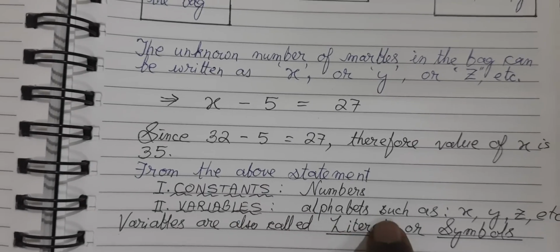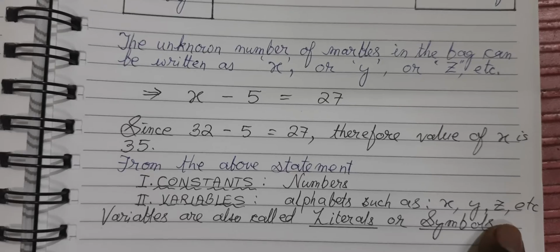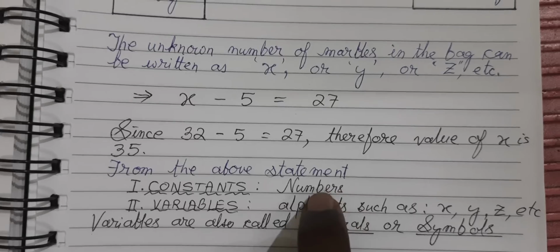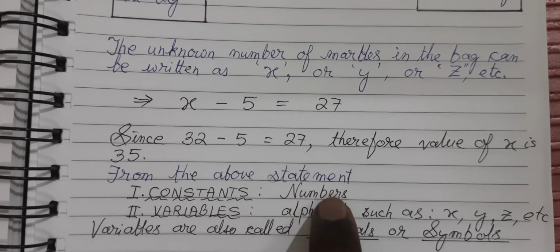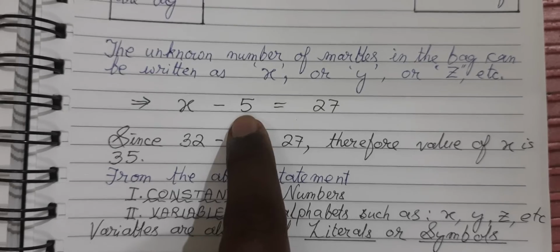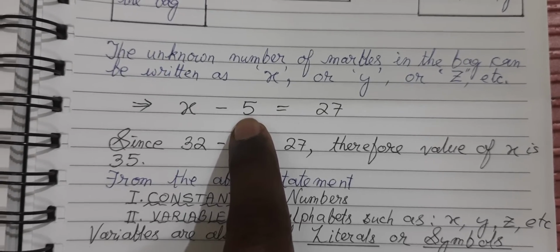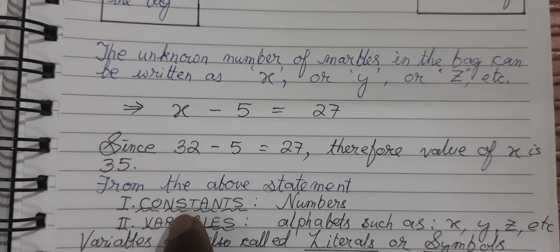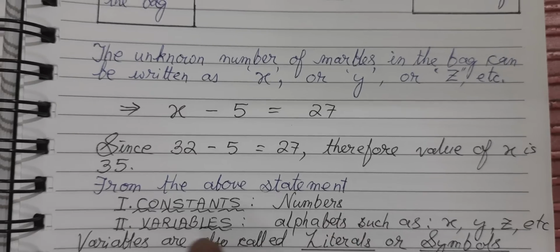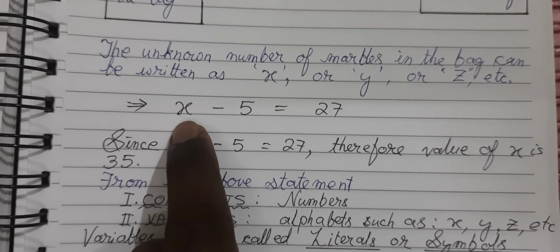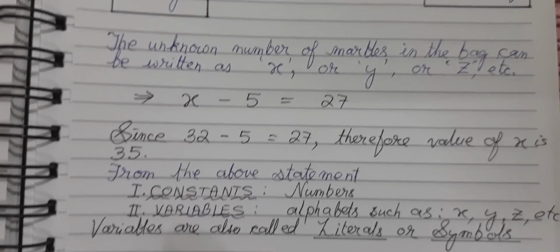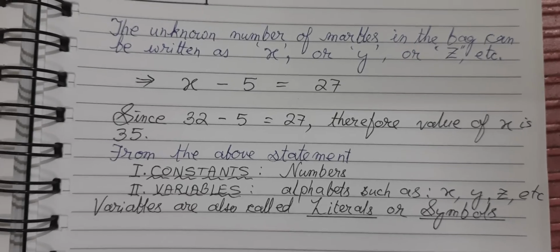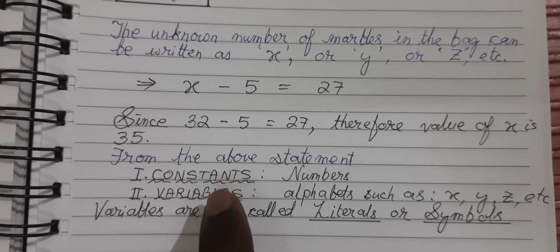Variables are any alphabet such as X, Y, Z, A, B, C, anything, any alphabet. Constants are numbers. Now we call them constants because if 5 is written, that means it symbolizes 5 only. It cannot become 6 or it cannot become 4. 5 is 5. Its value is fixed. So that's why they are called constants. So constants basically are numbers, whereas variables are any alphabetical letter. Variables are also known as literals or symbols.